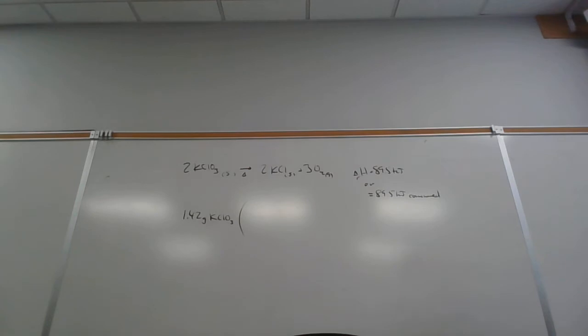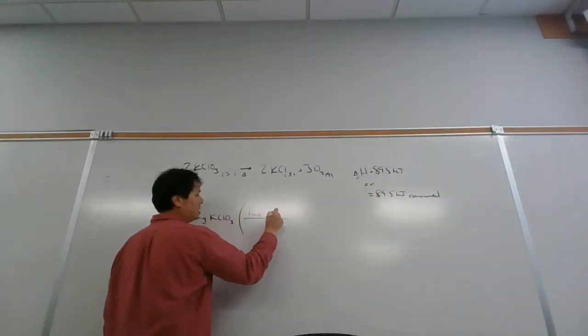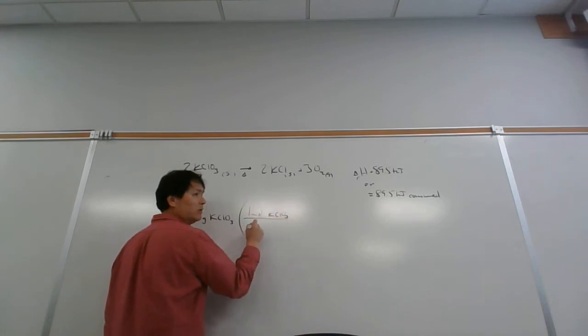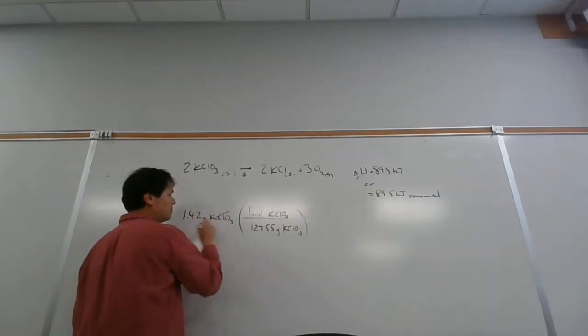This one I'll have to look at. KClO3. Hopefully it comes up. It did. So the molar mass of KClO3 is 122.55 grams per mole. So 1 mole of KClO3 potassium chlorate weighs 122.55 grams. The grams of KClO3 cancel, that leaves us with moles of KClO3.